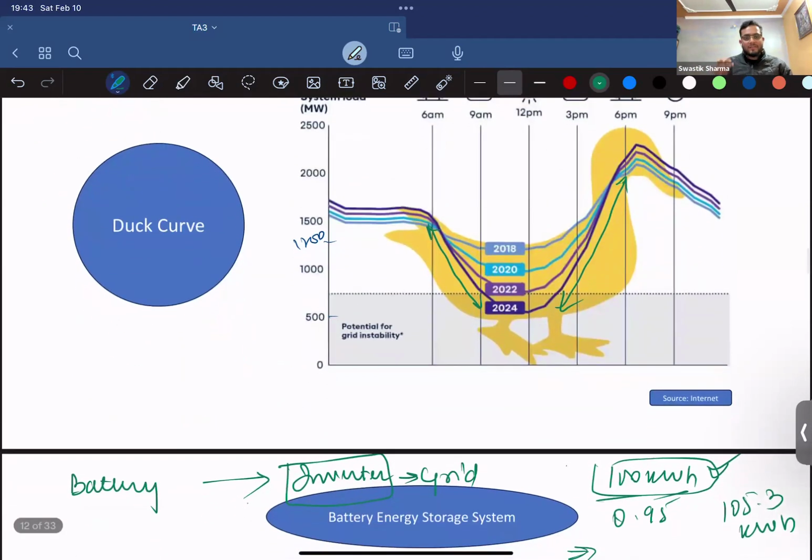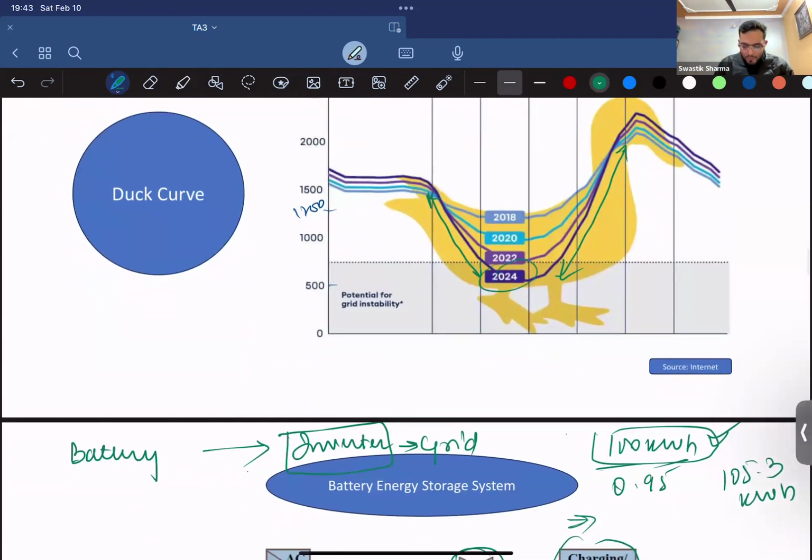So that's why I told you, right? With the growing time, let's say this is for 2024. What about 2027? Let's say the load touches zero for some time due to the negative load. How will your generation suffice that? Also, for that, you would need a battery energy storage system.